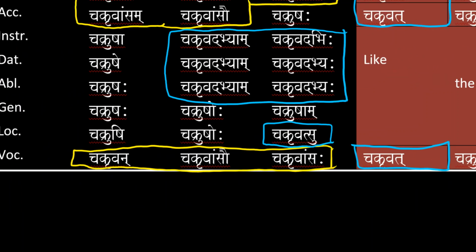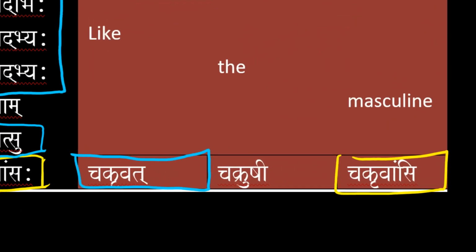Now back to the vocative, singular, dual, and plural. For singular, we're using the middle stem. For the dual, we're using the weak stem. And then for the plural, we are using the strong stem. Singular, dual, and plural, vocative, neuter, respectively, we have he chakrivat, he chakrushi, and he chakrivansi.